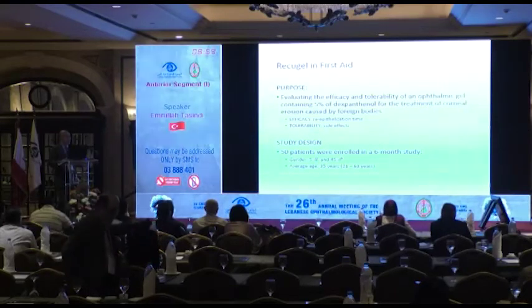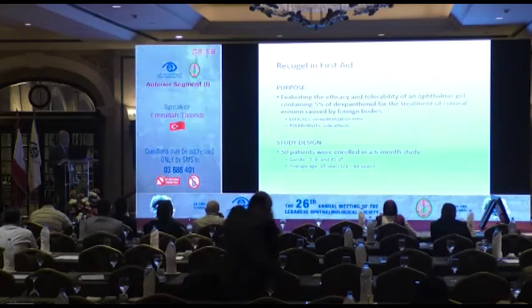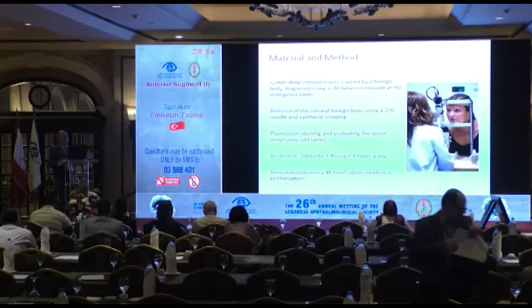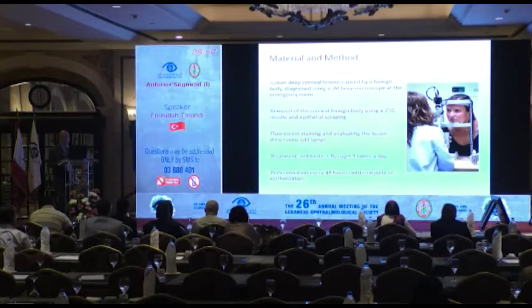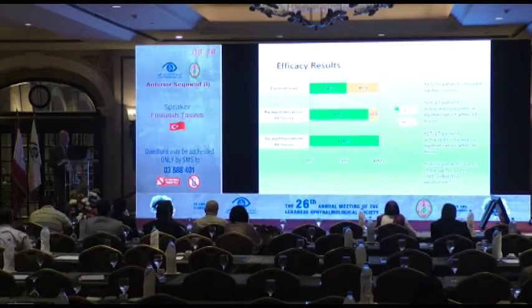There is a study on 50 patients with corneal lesions less than 2 millimeters deep. They removed the corneal foreign body, then did fluorescein staining, and the treatment was antibiotic plus Recogel three times a day, with re-examination every 48 hours. The results are very important. They had very controlled visits.